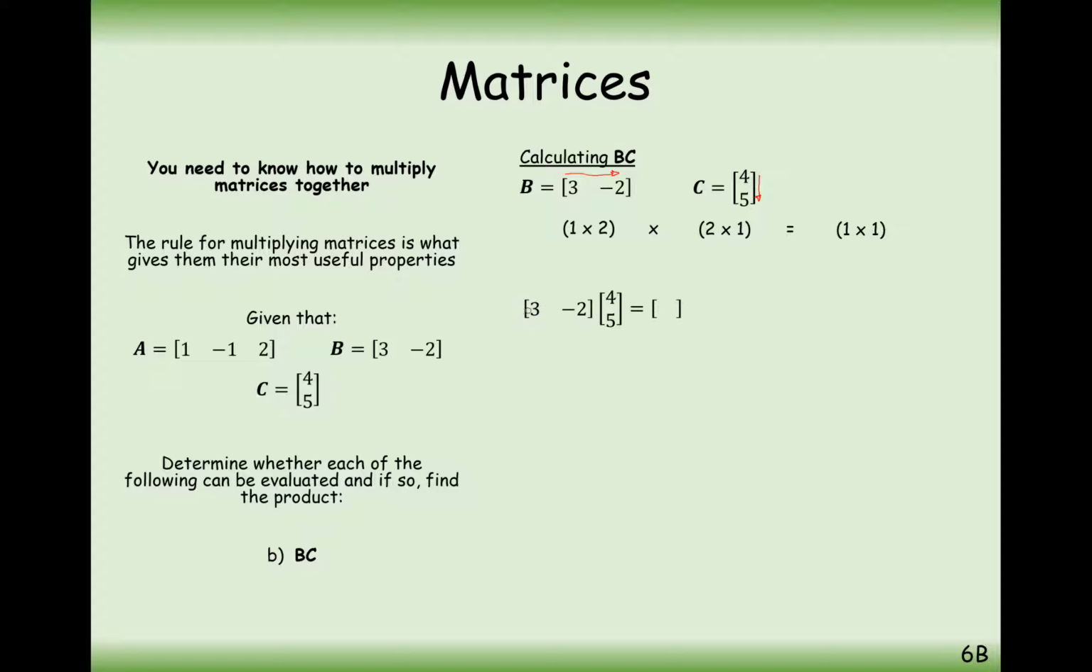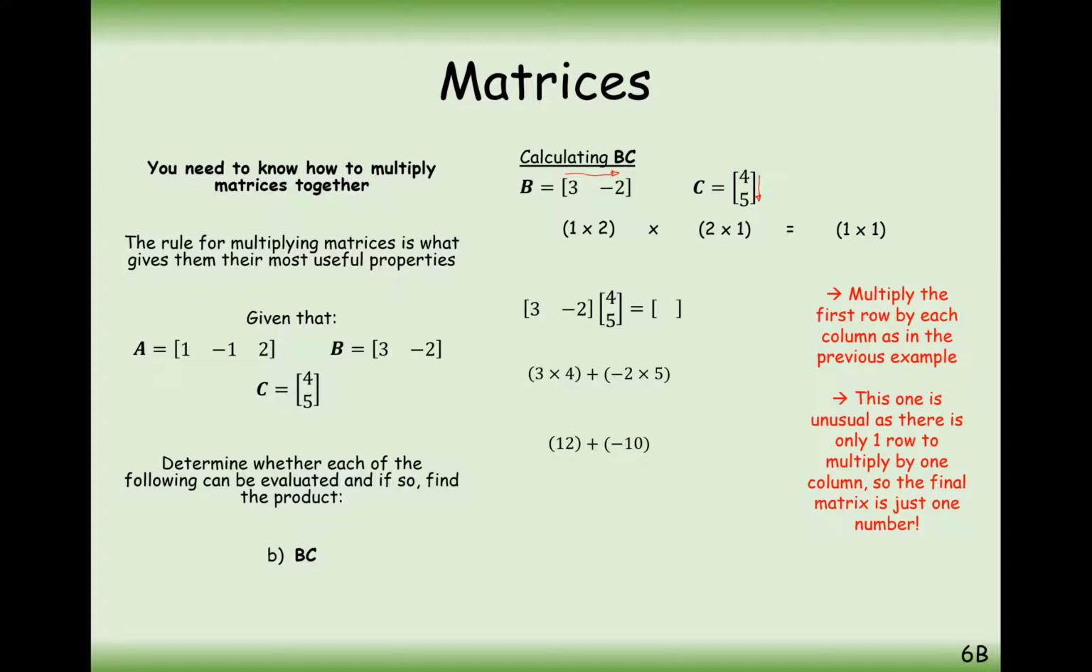So remember, we go to the right in the first matrix and down in the second matrix. So this is going to be 3 times 4, add minus 2 times 5, and you can do this in your head. You don't necessarily need to write down all these workings underneath. 3 times 4 is 12, add minus 10, 12 add minus 10 is 2. So you get just a matrix of a single element of 2.